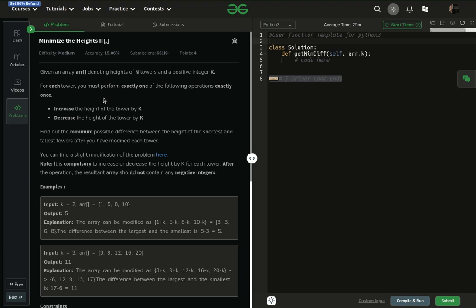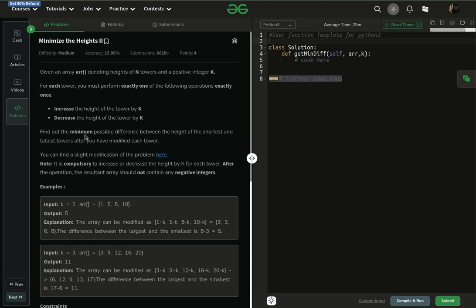So we have a given array denoting the heights of towers and a positive integer k. Okay, so these two operations we have to perform over the array: first, increase the height of the tower by k, and second, decrease the height of the tower by k. For every tower height, we have to perform exactly one of these operations, exactly once. Then we have to find the minimum possible difference between the shortest and tallest tower.